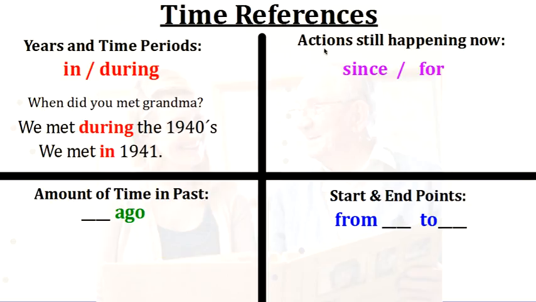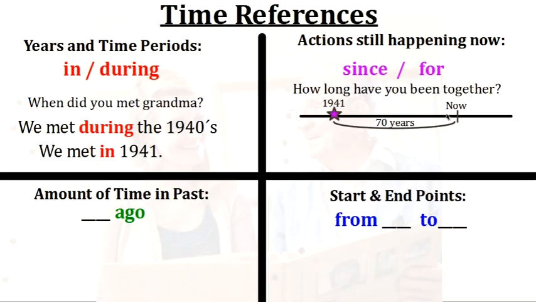Let's look over here. When we talk about actions that are still happening now, but for example they started at some time in the past, we talk about this using since and for. So Abby asked the question, "How long have you been together?" Well, if we look at this graph, we can see that here we are now, today, and the grandma and the grandpa, they are still together. But in the past, they started dating, they started to be together. Their relationship started here in 1941. And that's 70 years total from 1941 to now.